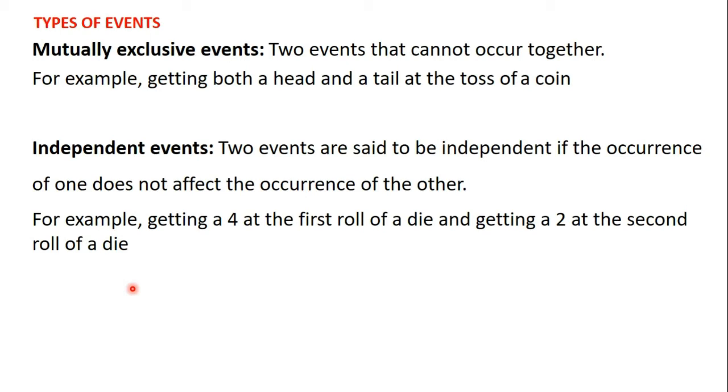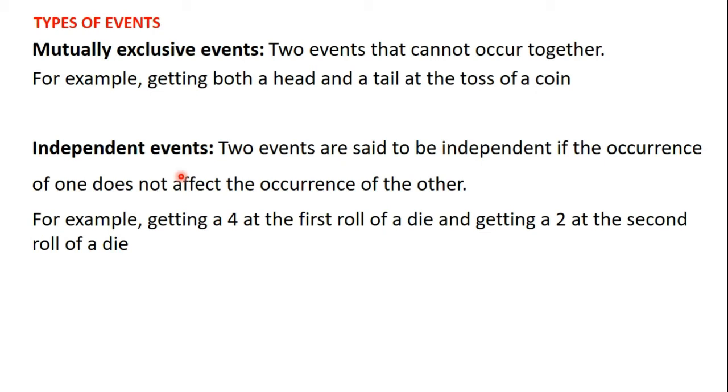Let's say that you are rolling a die. The first roll you get a 4 and the second roll you get a 2. Getting a 2 at the second roll does not depend on getting a 4 at the first roll. So the number that you get when you roll the die for the second time does not depend on the number that you got when you rolled the die the first time. So these two events do not depend on each other. So they are called independent events.